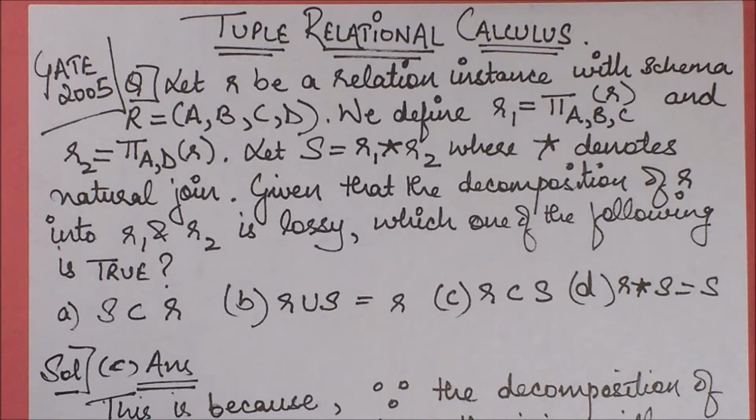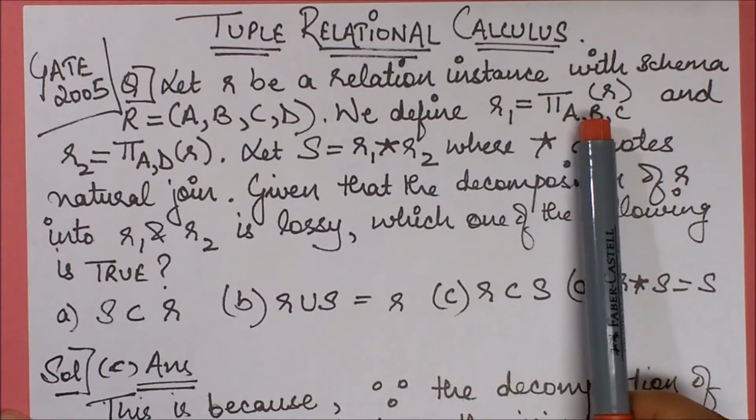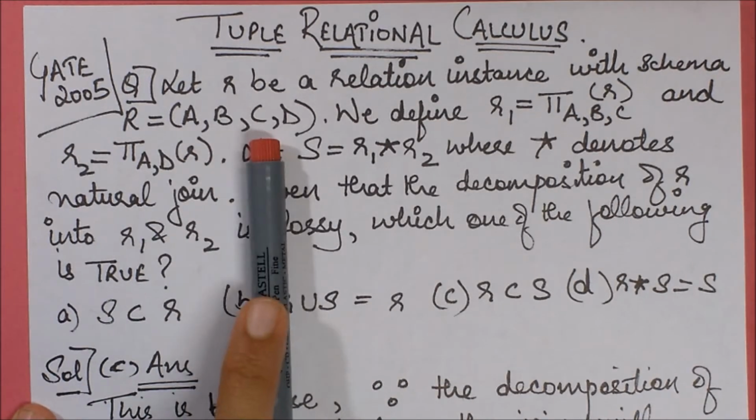Hello friends, in this session I'll take up some questions from GATE 2005 and GATE 2004 of Tuple Relational Calculus. Let's see those questions. It says, let R be a relational instance with schema R equals ABCD.